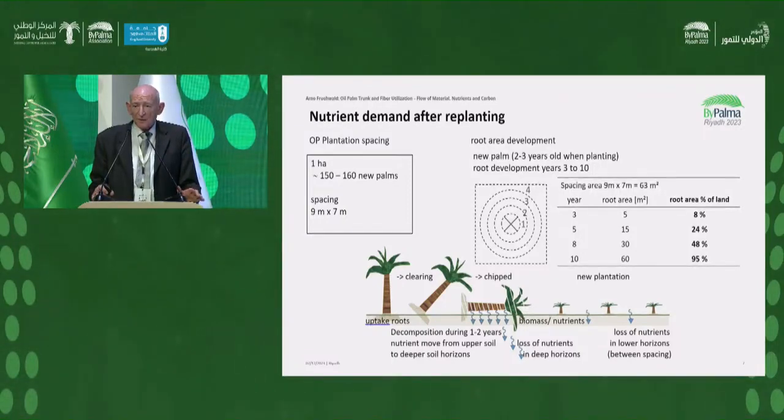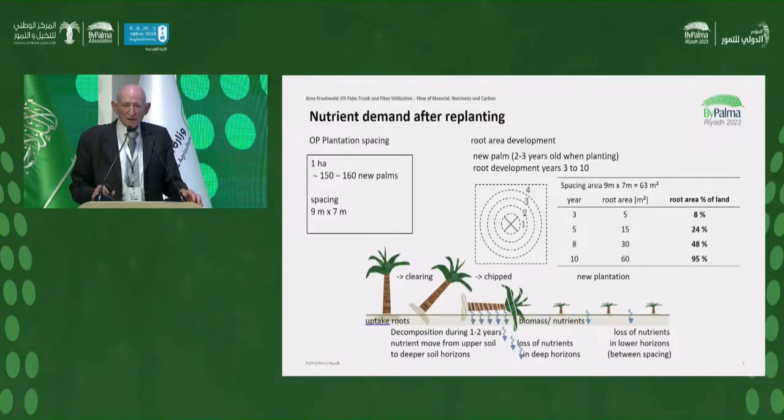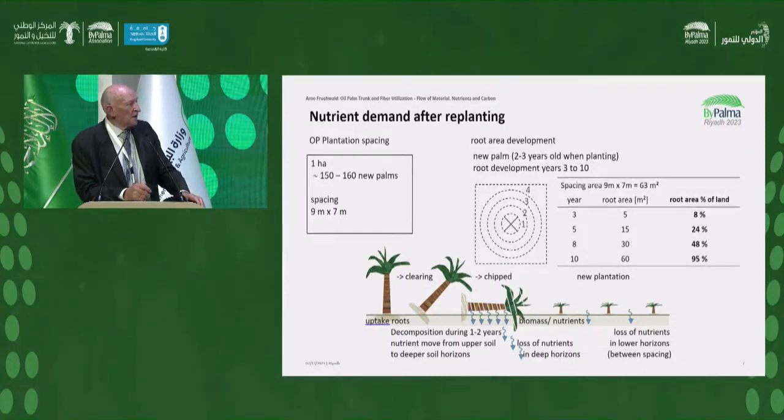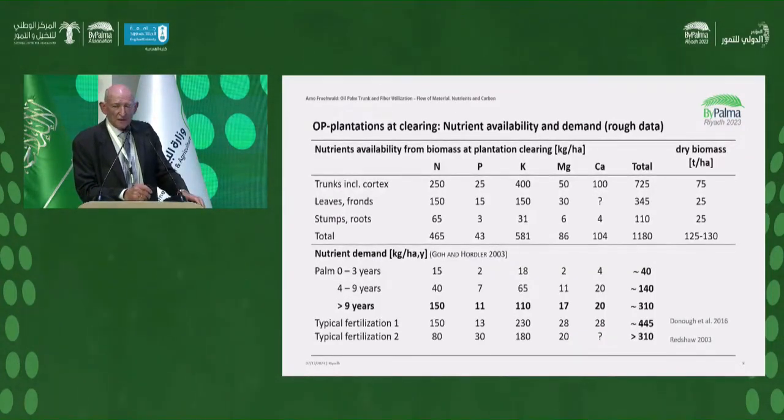And the nutrients are washed down to the deeper soil. And they cannot be reached by the small new palms. So a significant part of the nutrients from the remaining biomass is already lost to the deep soil. And this has to be compensated later on. So that's why the idea was to take out some of the biomass and think about an intelligent compensation with fertilization.